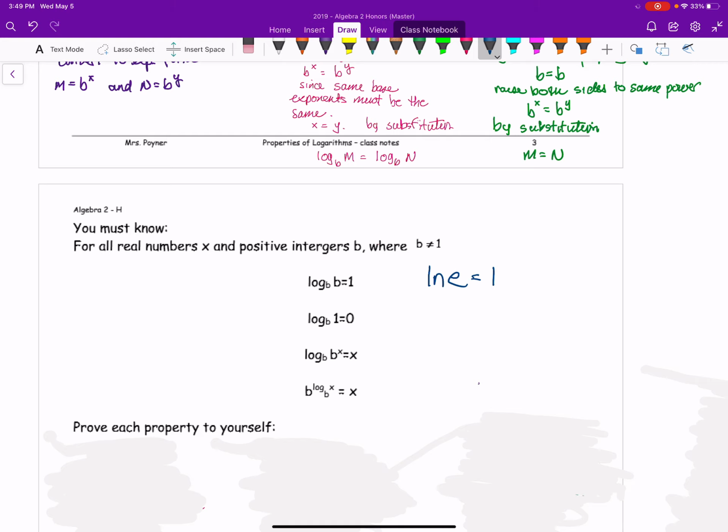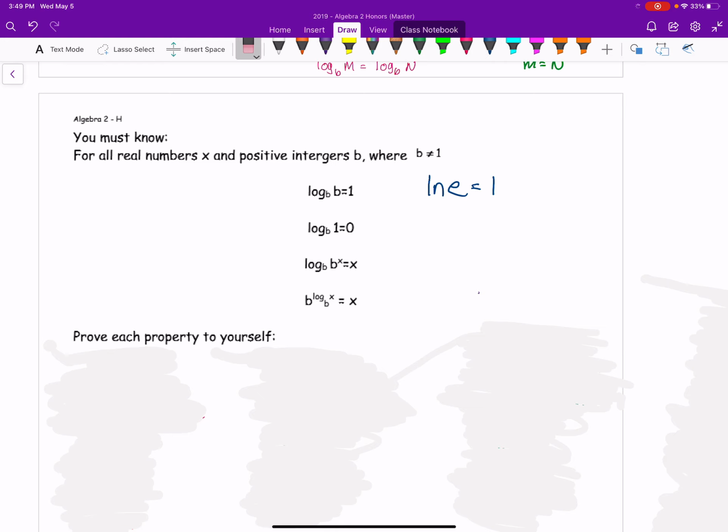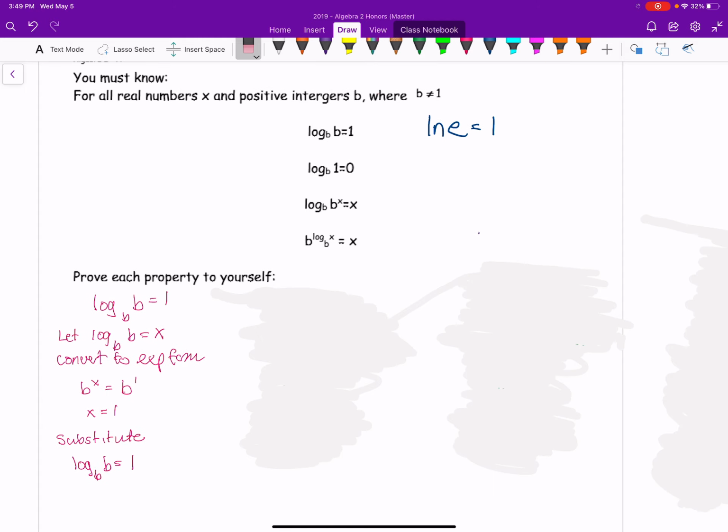If I wanted to prove it to myself, the more formal way, you don't have to do this every time, but just for now, I know that log base b of b is equal to 1. But for now, I'm going to let log base b of b equal x. Convert that to exponential form. That means that the base is b, the power is x, and that would be equal to, in here, this b here corresponds to what I'm highlighting in yellow. If that's the case, both sides of the equal sign have the same base. That means x would have to equal 1.